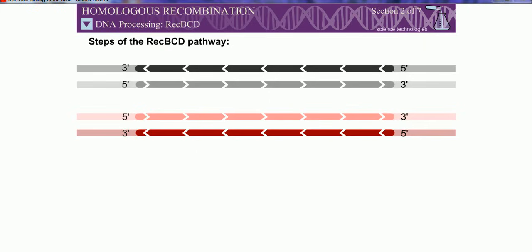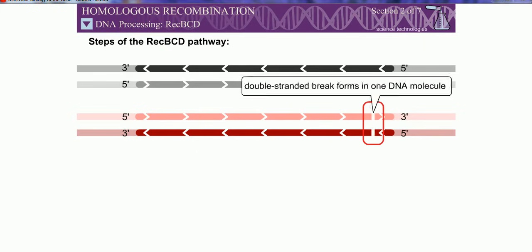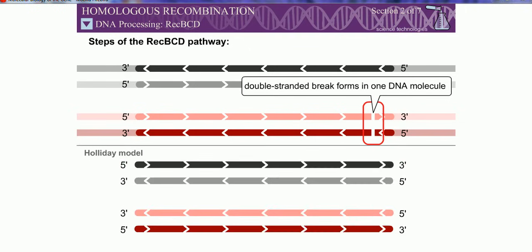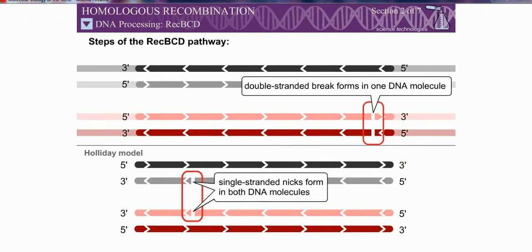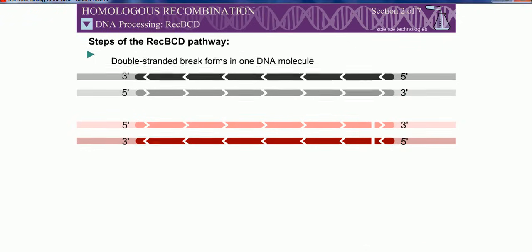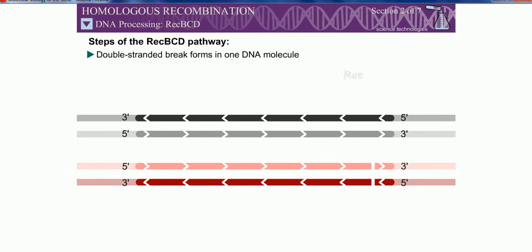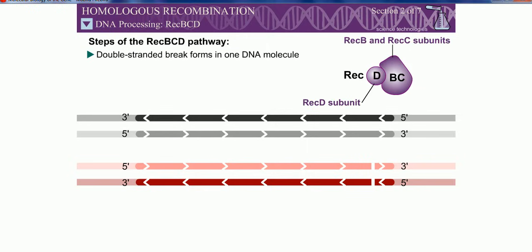In the RecBCD pathway, homologous recombination is initiated by double-stranded breaks in a single DNA molecule, in contrast with the Holliday model, where recombination begins with single-stranded nicks at identical positions in each DNA duplex. In the double-strand break repair model of homologous recombination, the DNA is then processed to generate a gap in the DNA with a 3' single-stranded overhang or tail. In E. coli, the RecBCD enzyme processes blunt breaks in DNA molecules to generate such tails.